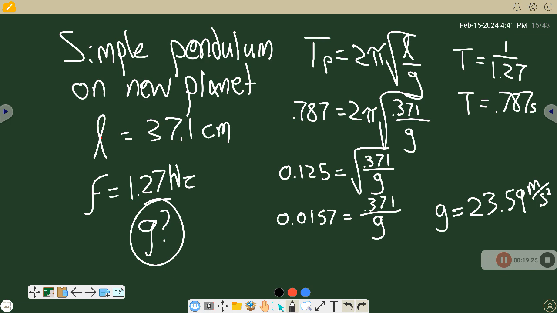I think that's something like the acceleration due to gravity on Jupiter. It would probably be very hard for you to stand up on this planet because that's a lot of gravity. But luckily, this is a fake problem. So there you go. That, I believe, wraps up our notes on simple harmonic motion.